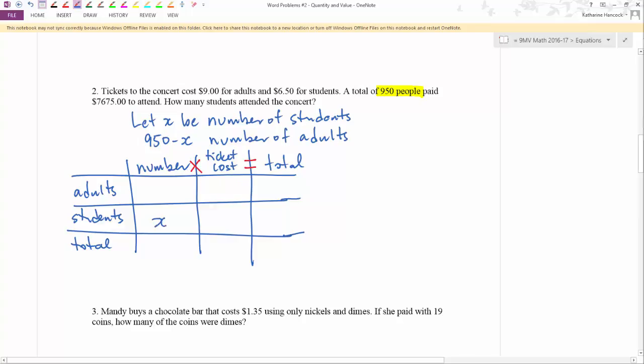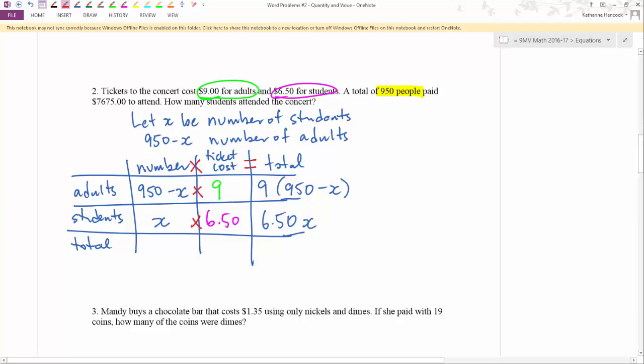We know we're going to have x students. We're going to have 950 minus x adults. Ticket cost for adults, they told us, was $9. So it's going to be a 9 there. Ticket cost for students was $6.50. And the total I'm going to get by multiplying. So this one's easiest. X times $6.50 is going to be 6.50x. This one is going to be 9 times 950 take away x. And we'll just figure it out when we do the actual math.